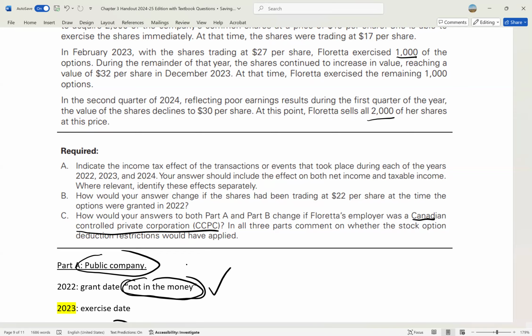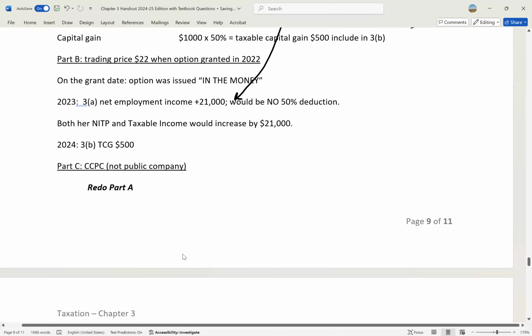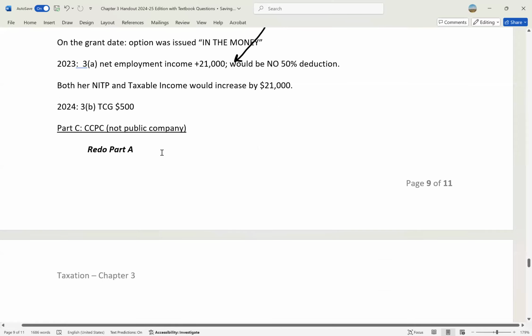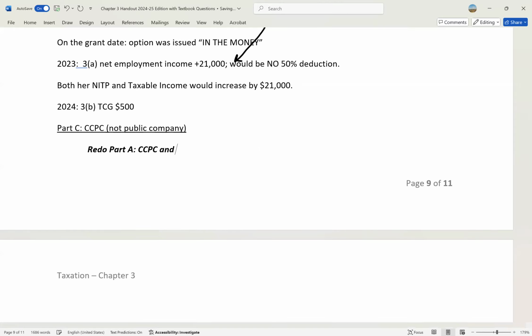How would your answers change? Let's go to Part A. If the option was granted not in the money and it was a CCPC, what would be the change? So let's look at Part C. Let's redo Part A. And so if it is a CCPC and it's not in the money, basically, everything would sort of be deferred until the year the shares are sold.